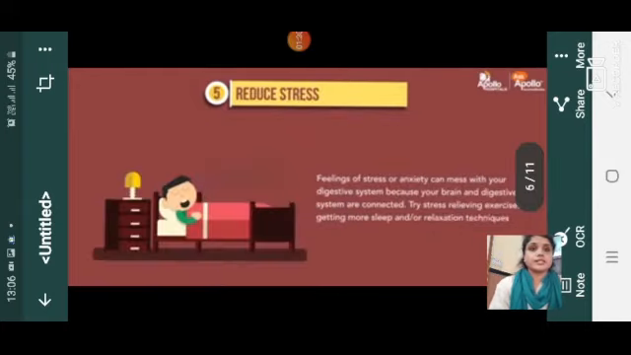Okay, next, reduce stress. Feeling stress or anxiety can mess with your digestive system because your brain and digestive system are connected. So students, try stress relieving exercises, getting more sleep. At least you should sleep 7 to 8 hours, or try relaxation techniques also.